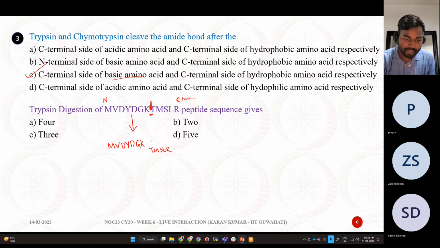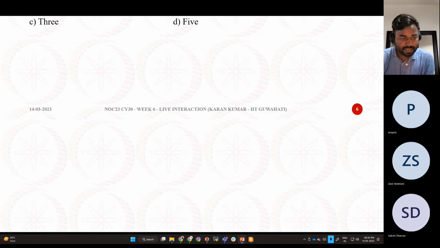So you will have two fragments. You will not have T, M, S, L and then R separated, because on the right hand side, at the C terminus, there is no other amino acid available. So the two fragments will be MVDYDGK and TMSLR. The correct answer is 2. Very good.